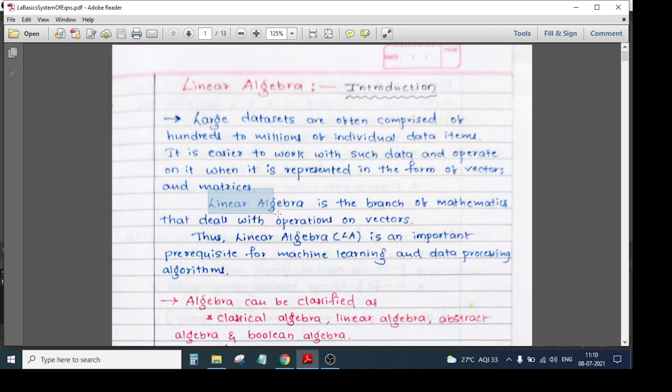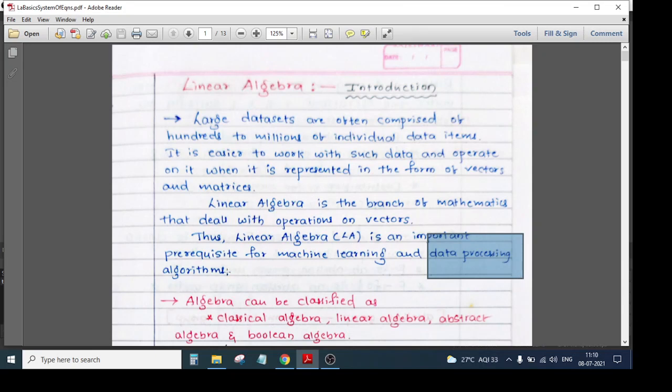Linear algebra deals with operations on vectors, and it is the basic fundamental thing for machine learning and also many of the data processing algorithms. So if you want to understand machine learning and data processing concepts, it becomes a basic fundamental requirement to understand what linear algebra is.